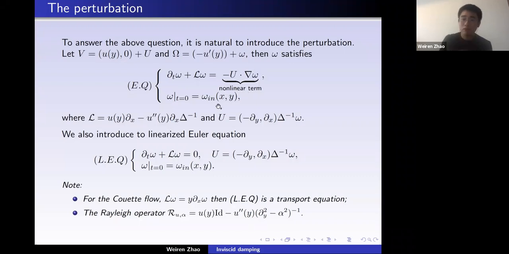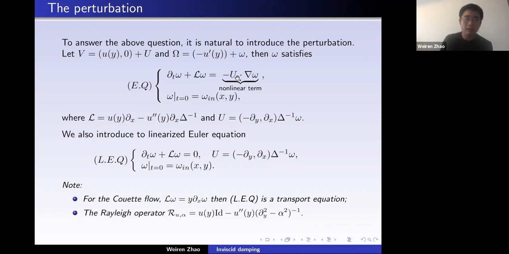And formally, if we regard the perturbation as of size epsilon, then the nonlinear term is of size epsilon squared. So let's keep the leading order term and drop the nonlinear term, which gives us the linearized Rayleigh equation of this form, and the U here is obtained by the Biot-Savart law.